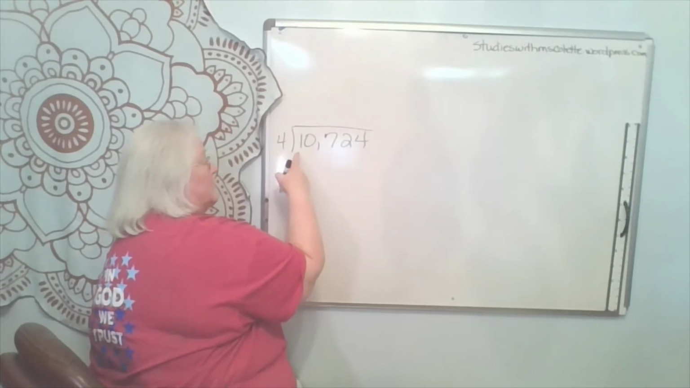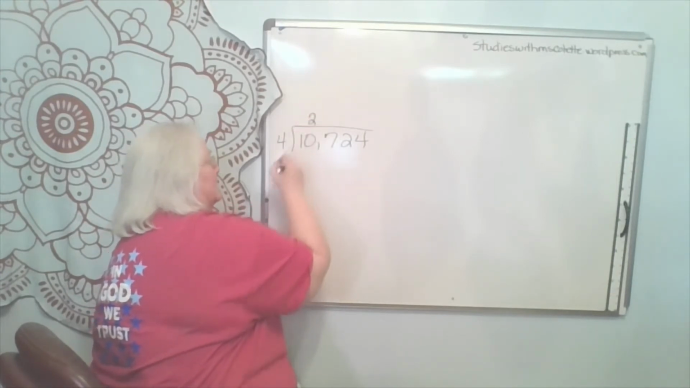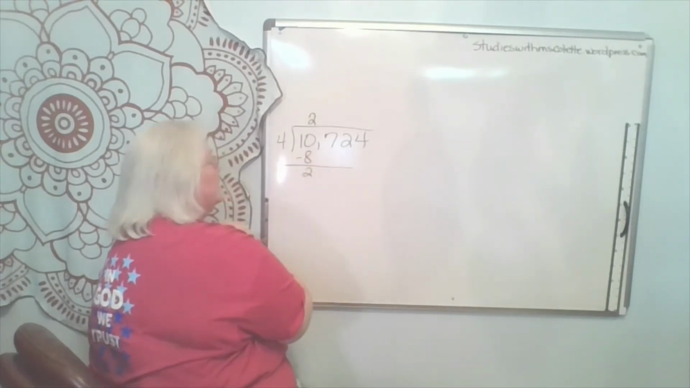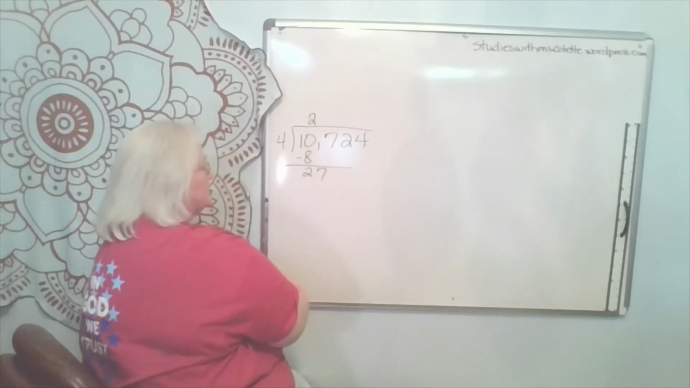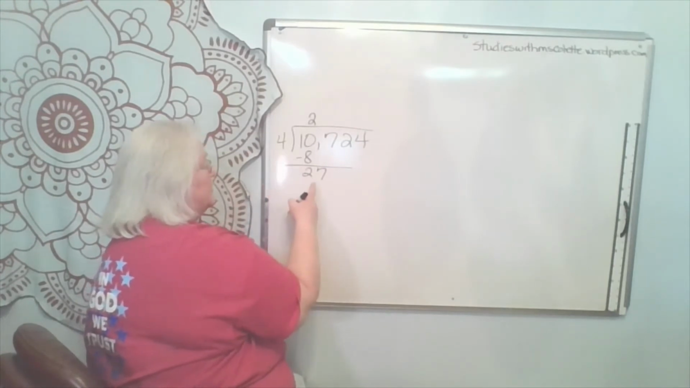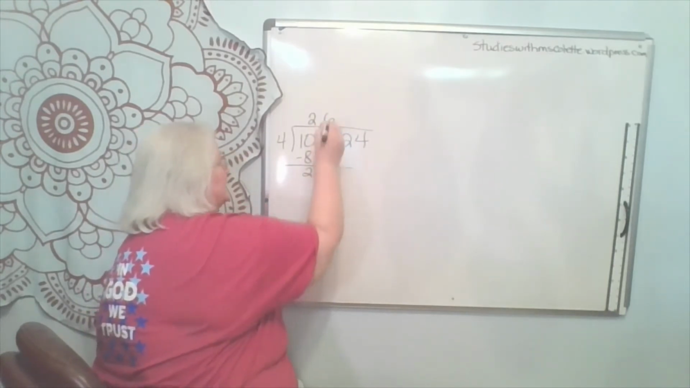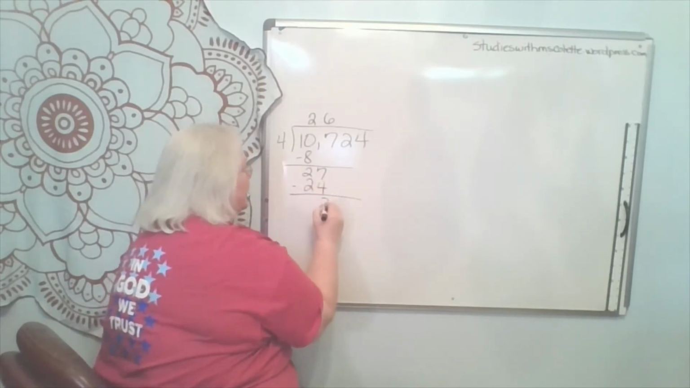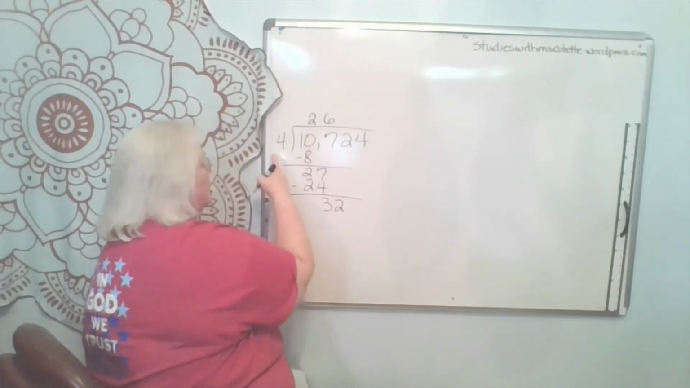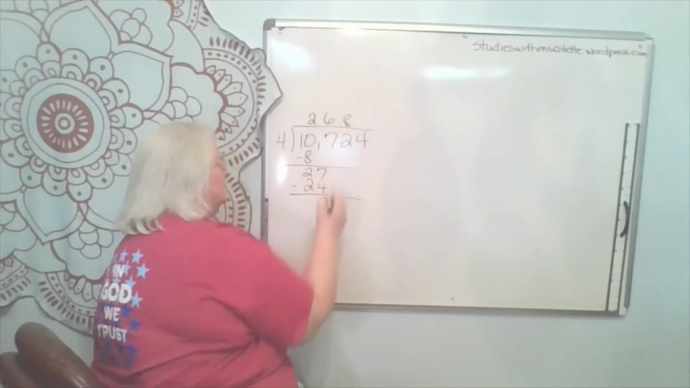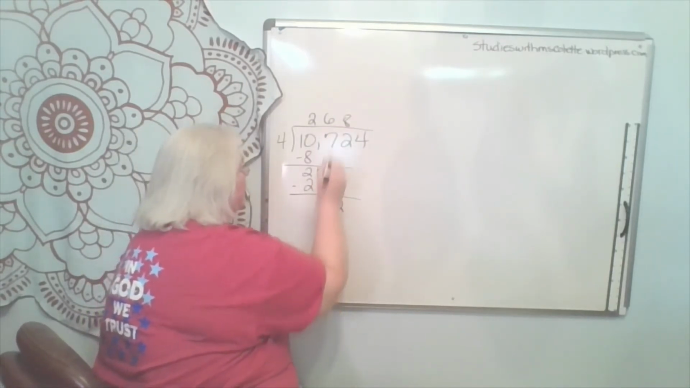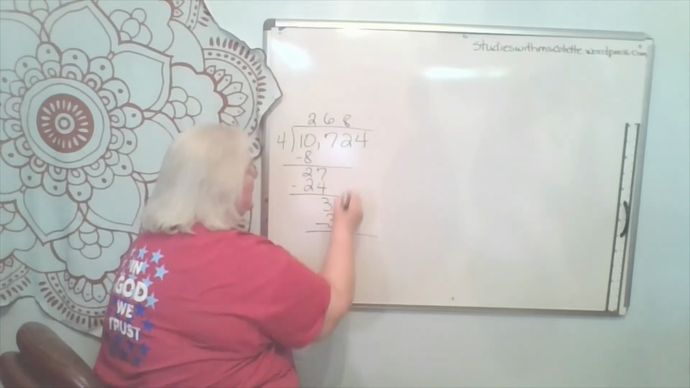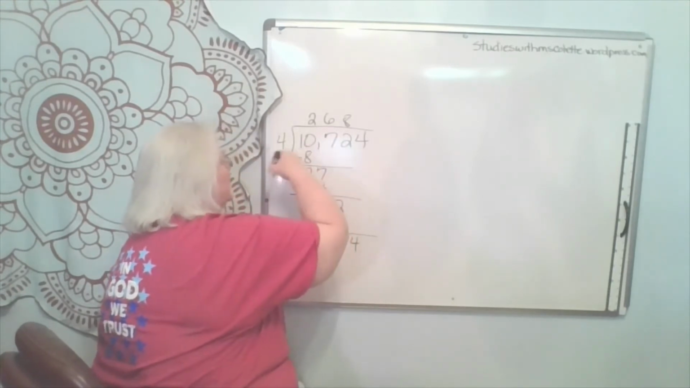4 won't go into 1, but it will go into 10 2 times. 2 times 4 is 8. When we subtract, we get a 2. Bring down the 7. 4 will go into 27 6 times. 6 times 4 is 24. When we subtract here, we get a 3, bring down the 2. 4 goes into 32 8 times. 8 times 4 is 32. When we subtract, we get a 0. Bring down the 4. 4 goes into 4 1 time.